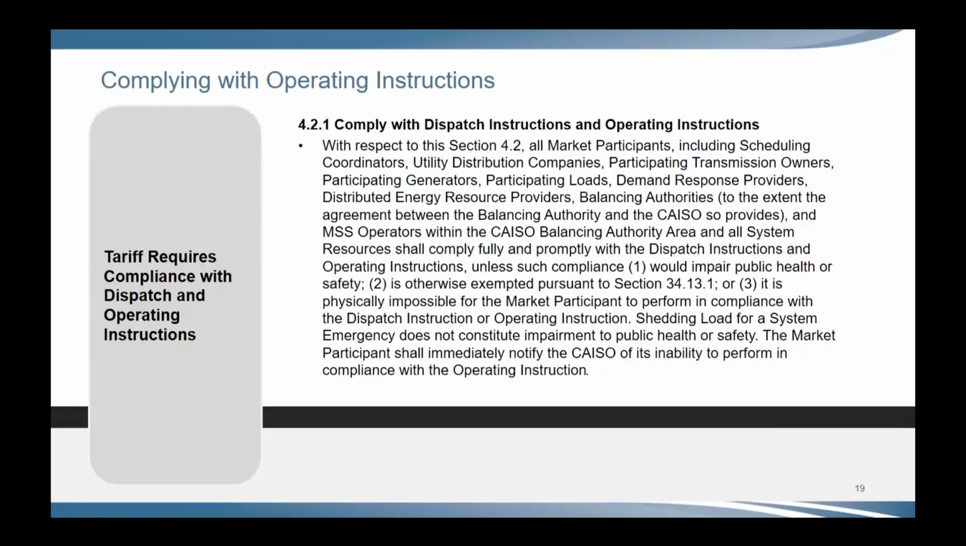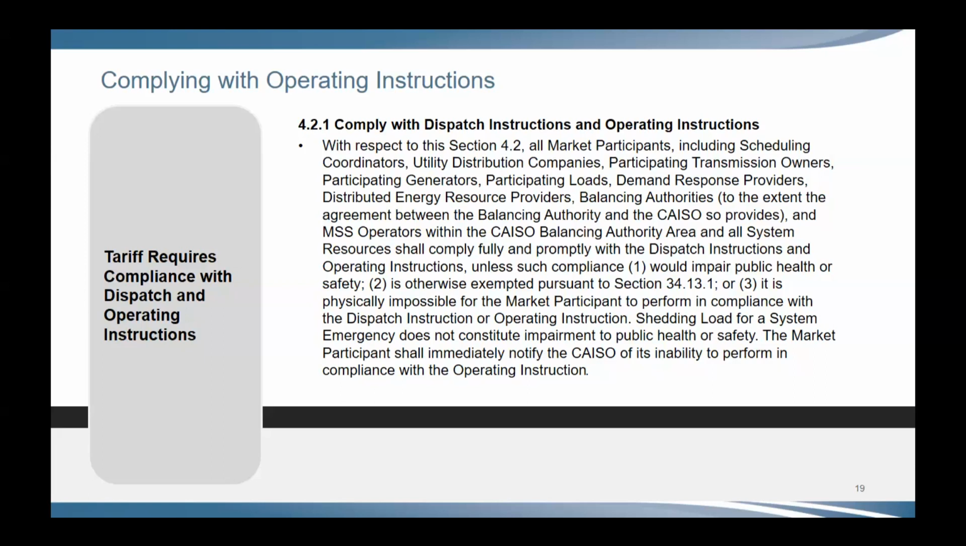operating instructions. In this section, it's important to note that this applies to all market participants. This includes the scheduling coordinators, UDCs, PTOs, gen operators, participating generators, participating loads, demand response, and balancing authorities, to the extent we have the agreements, and for your participating resources, not your non-participating resources. But all of these should comply fully and promptly with these dispatch instructions and operating instructions, unless, number one, it would impair the public health or safety.